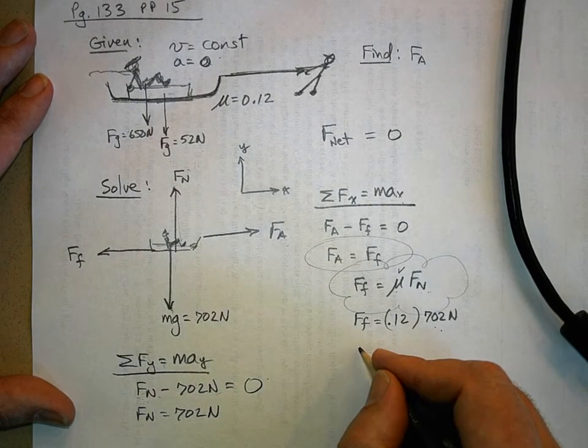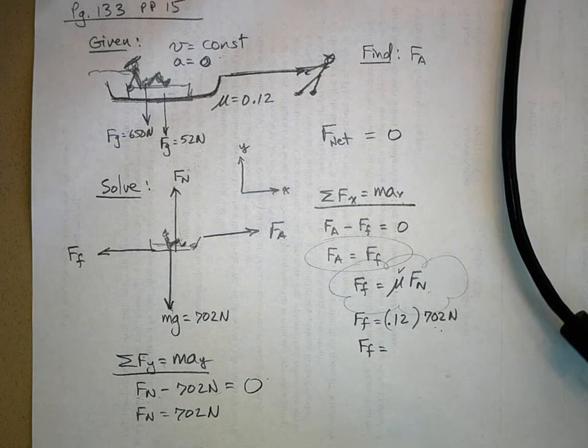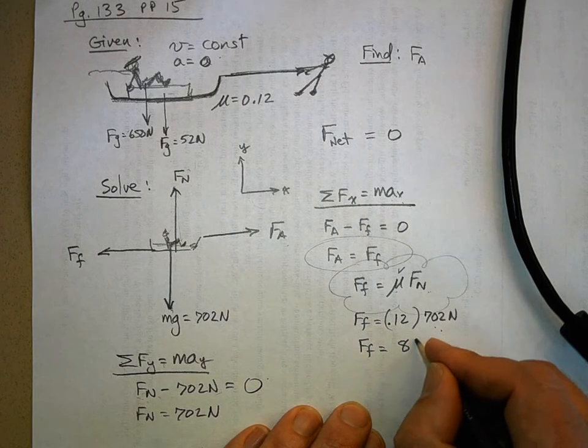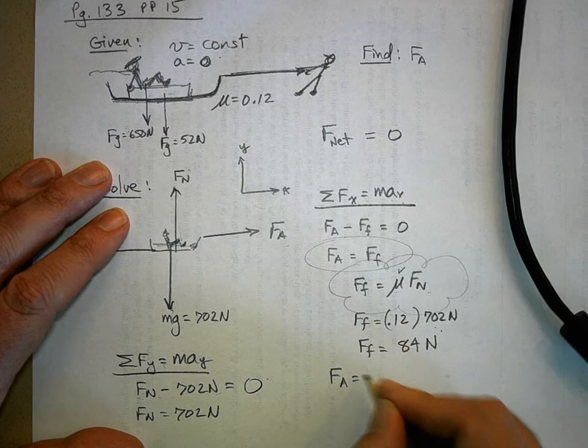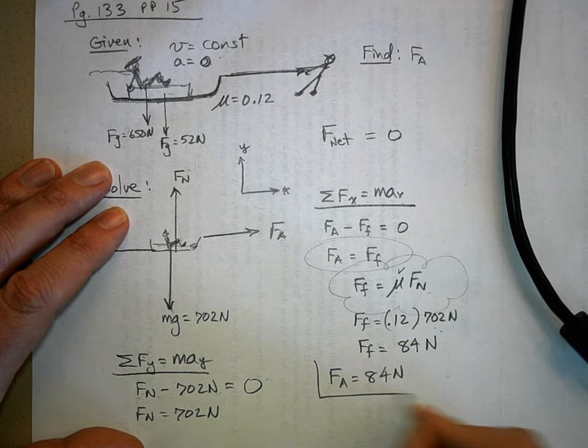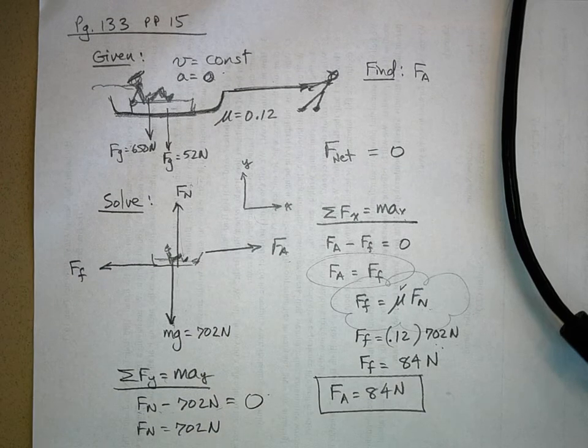So what does that tell me is true about the force of friction? What's 0.12 times 702? 84 newtons. And that means that my applied force is equal to 84 newtons. In other words, I have to pull on this sled with 84 newtons to get it to slide across the snow at constant velocity. Okay? This is a good problem to understand. That is all.